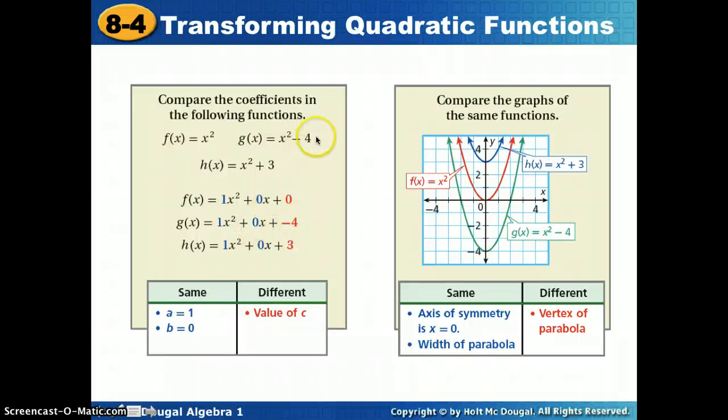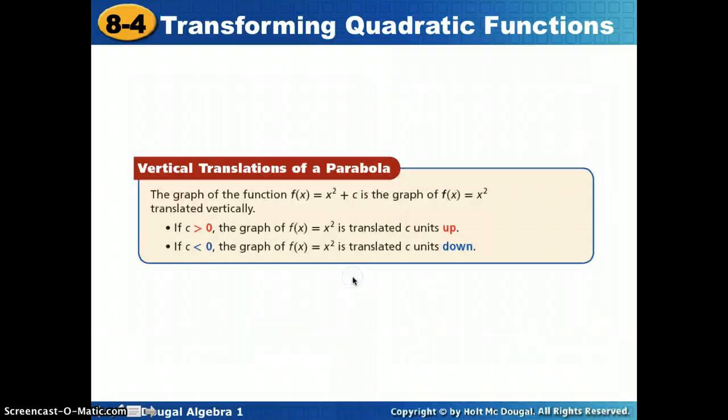So basically, it's going to move it up and down. So the value of C tells you where the vertex of the parabola is. If it's a negative 4, it's going to go down 4, like it did here. If it's a positive 3, it's going to go up 3. So this is pretty simple stuff right here. All right. So this is what you need to think. The vertical translation means going up and down.